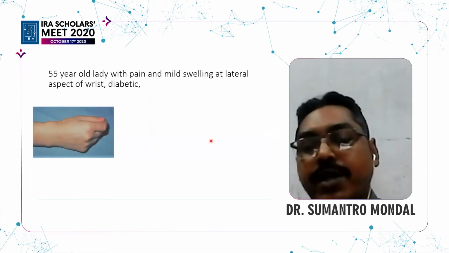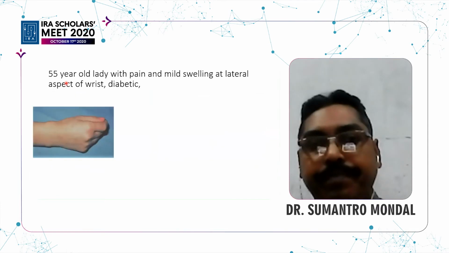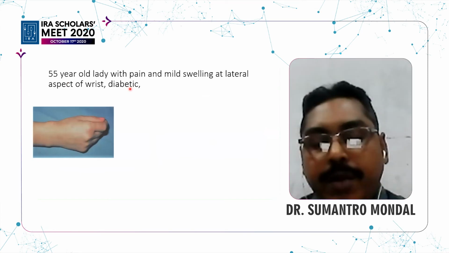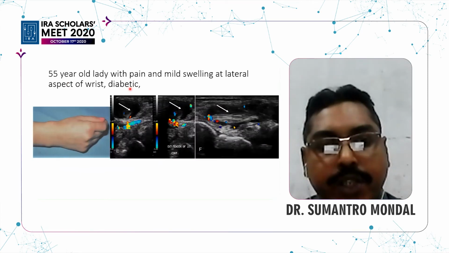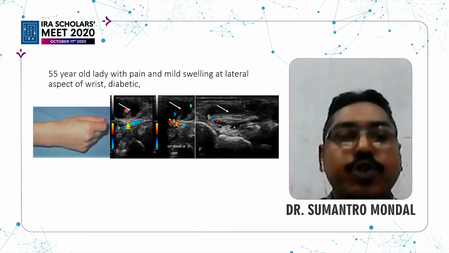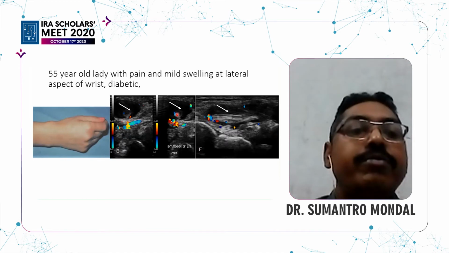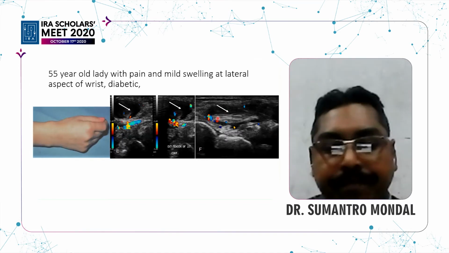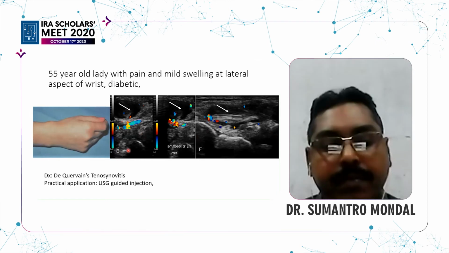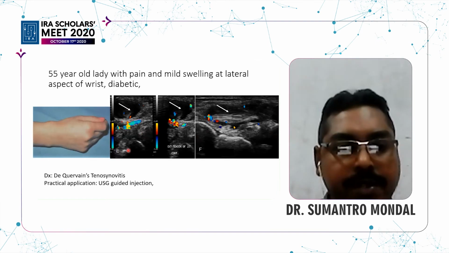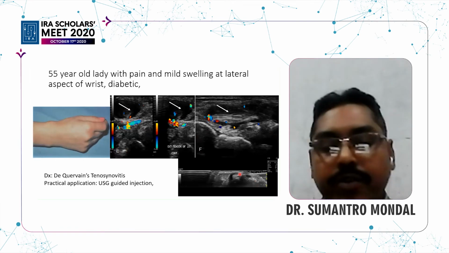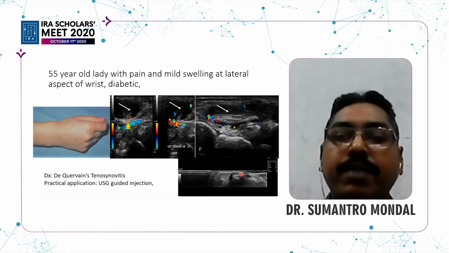A 55-year-old lady with pain and mild swelling at the lateral aspect of the wrist, another wrist swelling in a diabetic patient, and wrist USG shows thickening and fluid around the first extensor compartment. This is the axial view, and this is the sagittal view. This is actually a de Quervain tenosynovitis, and if not contraindicated, in the same sitting, USG guided injection into the tendon sheath can be given with good precision.